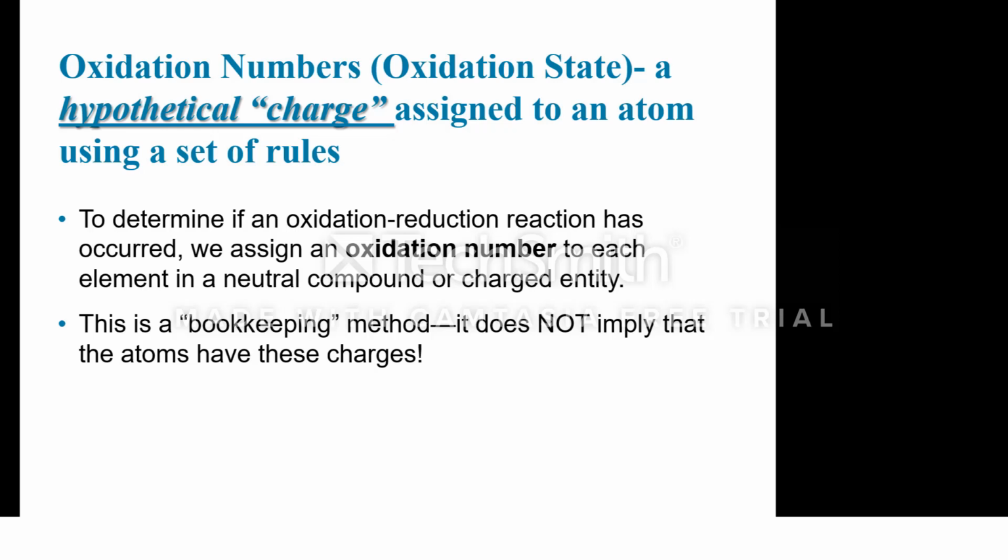We cannot create or destroy an electron. Sometimes I'll call an oxidation number an oxidation state. Know that I'm talking about the same thing. A good definition of the oxidation number is a hypothetical charge assigned to an atom using a set of rules. Let's go over these rules used to assign oxidation numbers in the next slide.